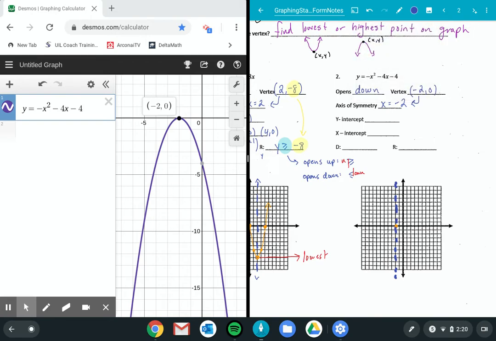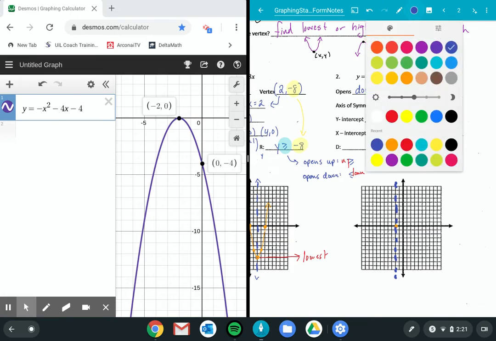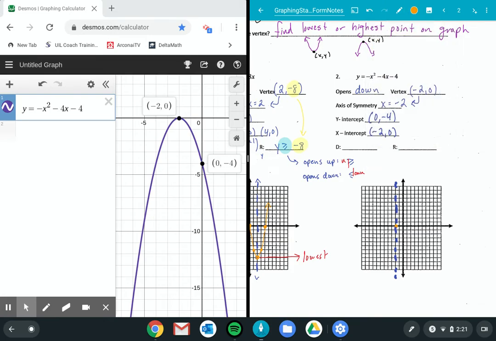Now, does this graph have a y-intercept? Going to Desmos? Yes, it does, at 0, negative 4. Does it have an x-intercept? Yes, it does, at negative 2, 0. Well, in this case, Coach Fran, it only has one x-intercept. That's okay. Okay, and you might notice, where did negative 2, 0 also pop up on this graph? Oh, it was my vertex. Sometimes your vertex will be the x-intercept, which is okay.